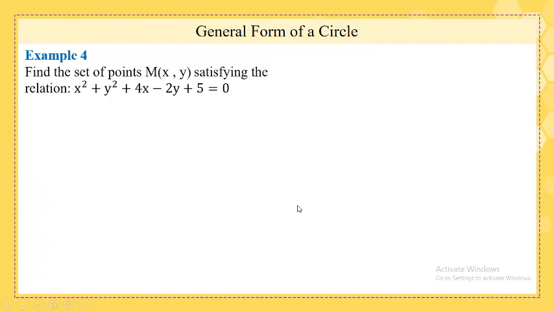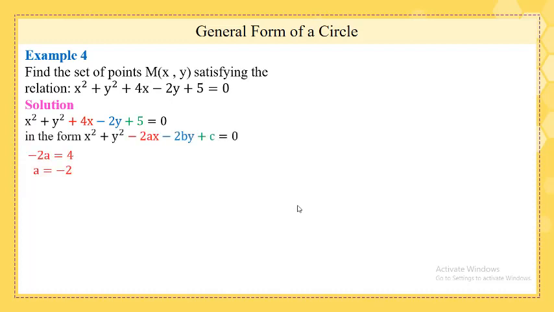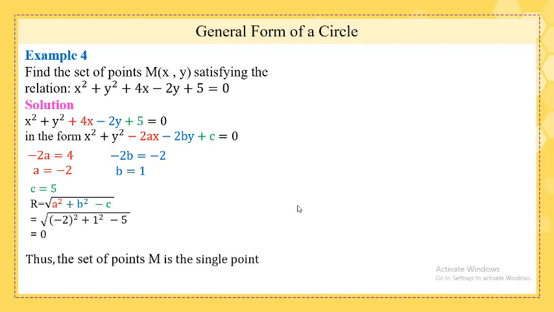Example 4. Find the set of points M of coordinates x and y satisfying the following relation. Well, similarly to what we did in the previous example, and by comparing this equation to the general form, we will have minus 2a is equal to 4, a will be equal to minus 2, b will be equal to 1, and c is equal to 5. R will be equal to 0. When R is equal to 0, then the set of points M is the single point, or the point circle M of coordinates minus 2, 1.